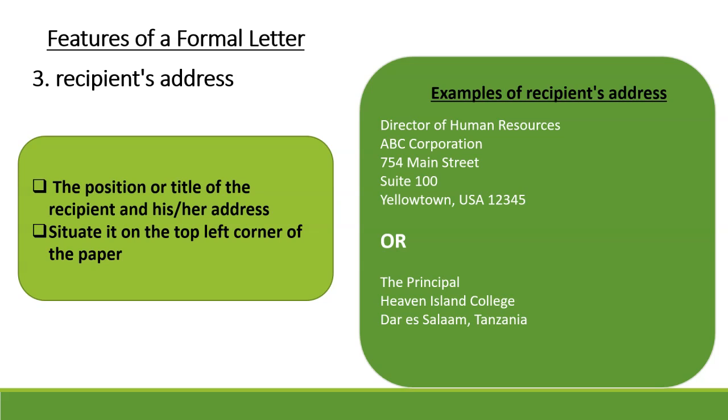So for a recipient address like this, you have the name or the title of the person you're writing to, who is the Director of Human Resource, and then you have the address correctly written down. Or another example could be the Principal, Heaven Island College, Dar es Salaam, Tanzania. So these are all forms of recipient addresses, and take note of the fact that I have included the title of the person that this letter is addressed to.